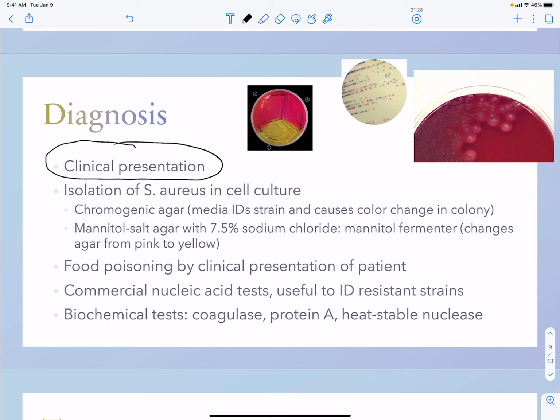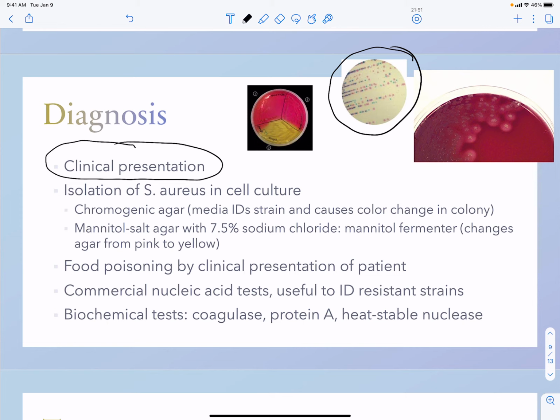So there's many different agars that can do this. There's a chromogenic agar, and this makes it so that the media will change different colors depending on what staph is present. Staph aureus could be purple, Staph epidermidis might be green, and different staphs will have different colors. So it's a really quick way to see if you do have Staph aureus.